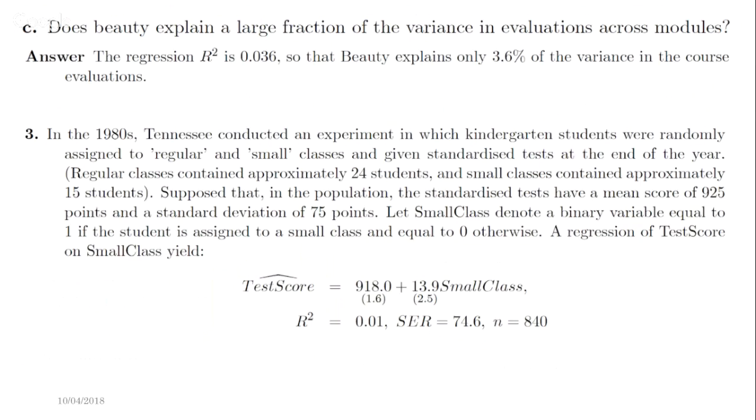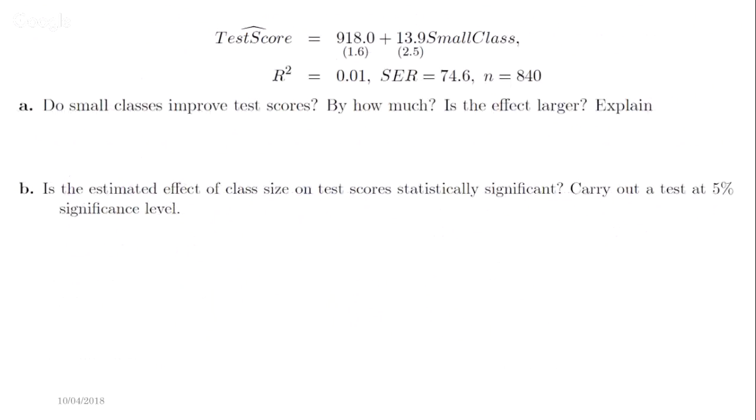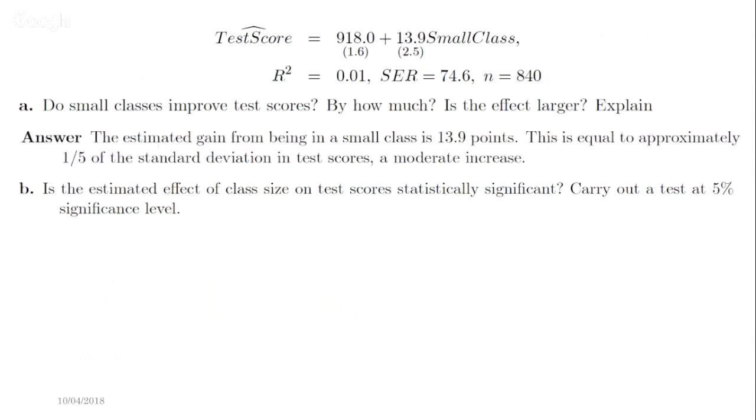Small class is a dummy variable. A small class is defined as having approximately 15 students, and regular classes about 24 students. Do small classes improve test scores? Is the beta positive? Yes, it's positive, 13.9. So if you have a small class, on average you have 13.9 points higher test scores than a regular class. To put it in context, this is approximately equal to 1/5 of the standard deviation in test scores. So it's a moderate increase.